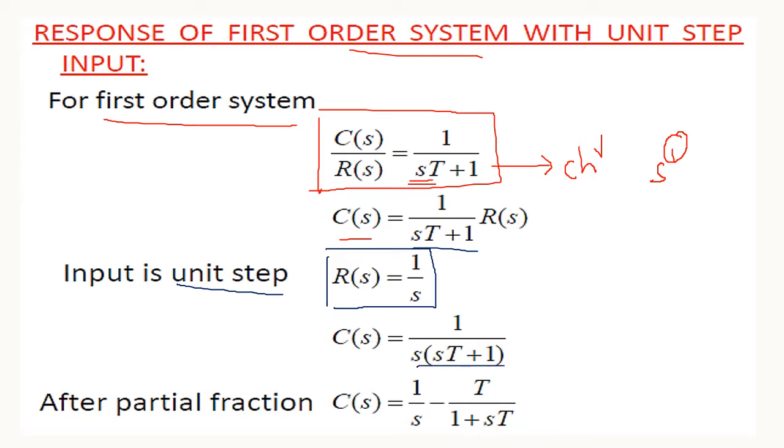So what we are trying to find is the response of the first order system, that is, what will be the output response. The output response is C of t. And when you see this equation, everything is in the s domain. Everything is written in terms of s. I need to convert it into the time domain. So C of s is equal to 1 by s minus T divided by 1 plus sT.